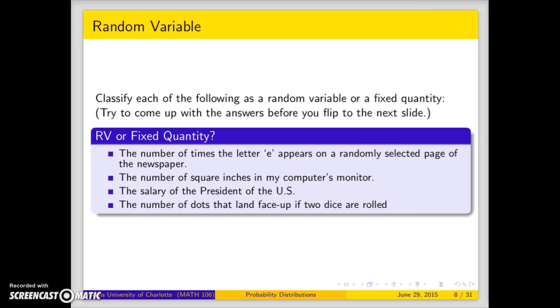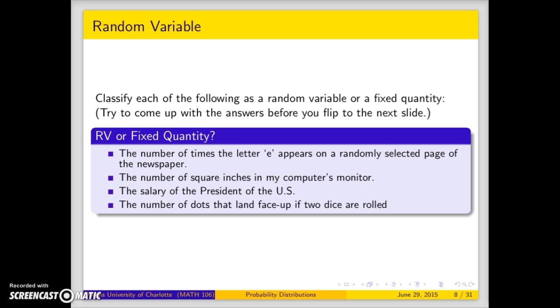So now consider these examples. Pause the video a minute and see if you can come up with whether these are random variables or fixed quantities. The solutions are on the next slide, but let's go through these. The first one, the number of times the letter E appears on a randomly selected page of the newspaper, is actually random. The value depends upon the particular page that you choose. If you pick a different page, you get a different value.